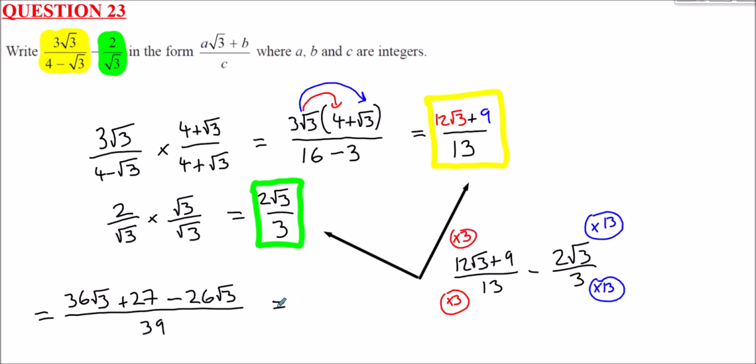Finally, neaten it up slightly. I've got 36 root 3 here, but I need to take away 26 of them over here. So 36 take away 26 is 10. Therefore, 36 root 3's take away 26 root 3's gives 10 root 3. Of course, we've got that plus 27 as well, all over 39. So that's our fully rationalised fraction. And not that you need to say, A is 10, B is 27, and C would be 39.